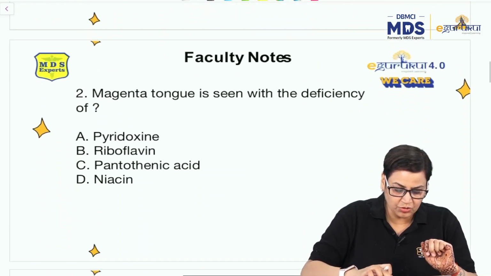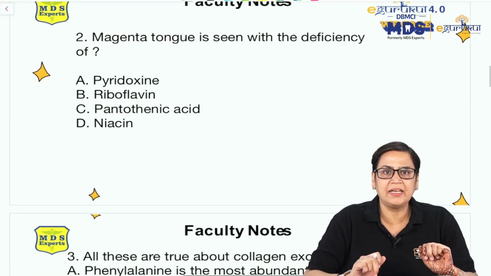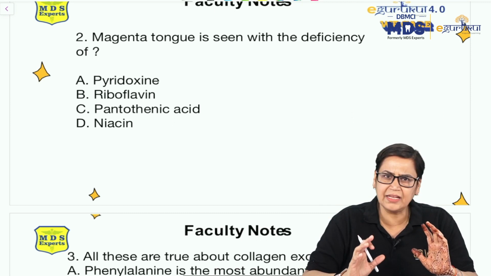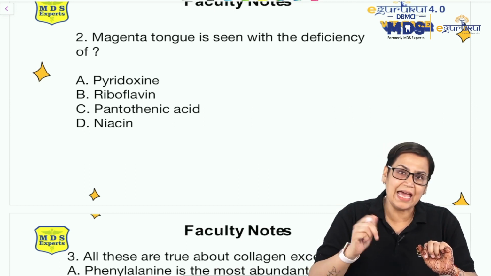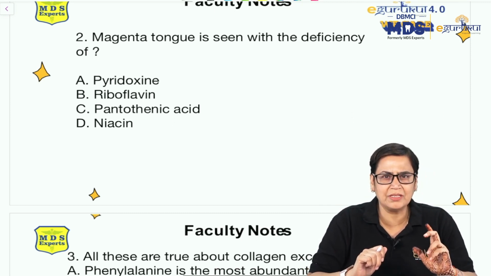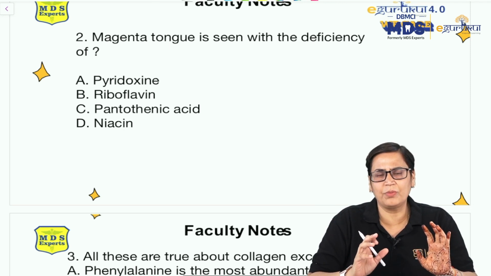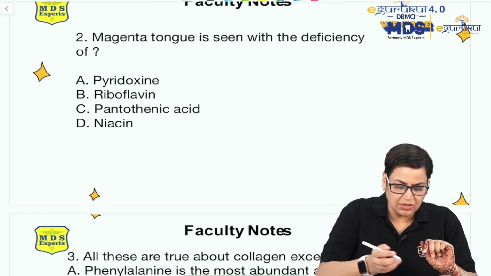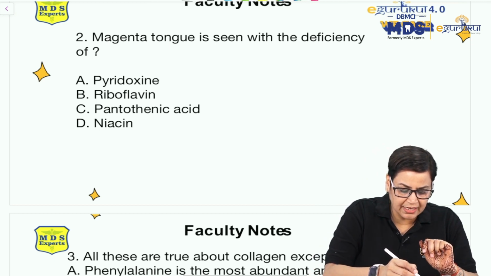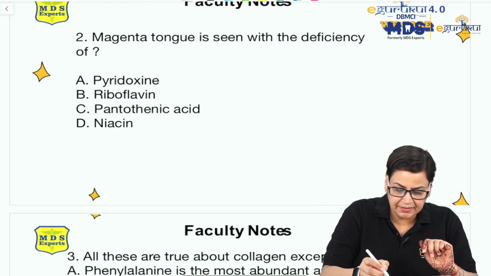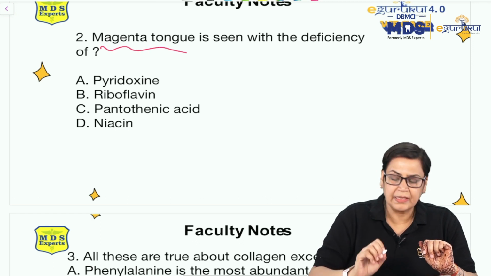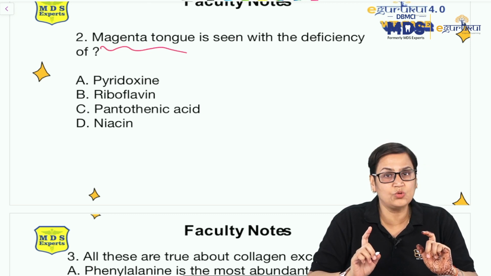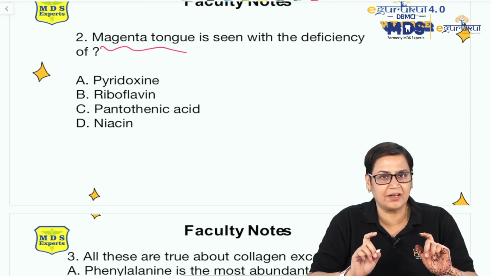Then moving on to the second question, magenta tongue is seen in the deficiency of. This is again a very, very simple question and a very important question. Vitamins is a very, very important topic on which roughly every year questions have been asked. If we talk about this, magenta color is seen in the deficiency of vitamin B2, whose active form is riboflavin.